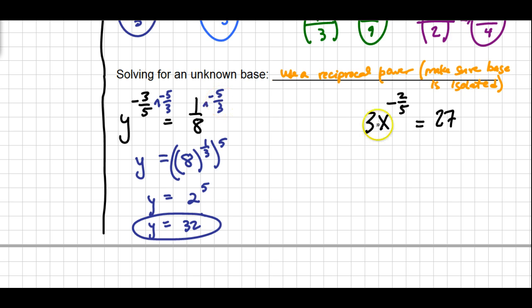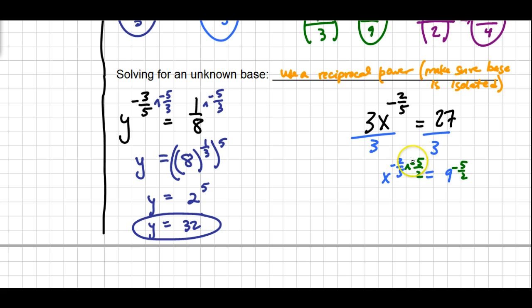We're going to do a similar method over here on our last example. However, on this one the base is not isolated. There's a 3 in our way. We need to deal with the 3 before we can deal with the reciprocal power. So don't assume that you're always going to do reciprocal power as your first step. Usually it'll be your last step if there's other things happening. The 3 is being multiplied by the x, so to undo it we're going to divide. So 27 divided by 3 is 9. Now to get rid of the fraction power here, to get the x isolated, I'm going to raise to the reciprocal power, negative 5/2.